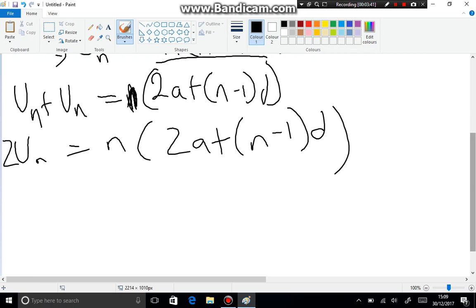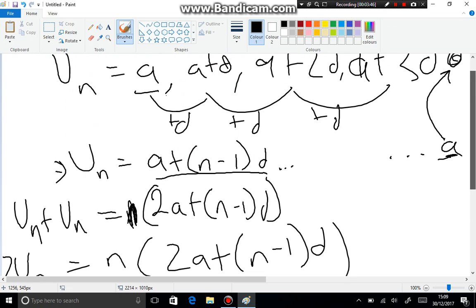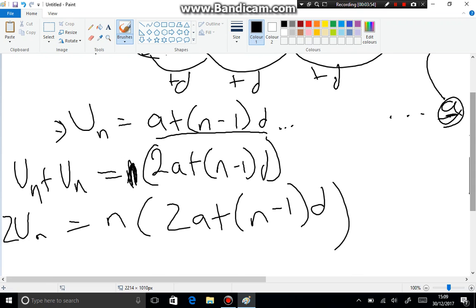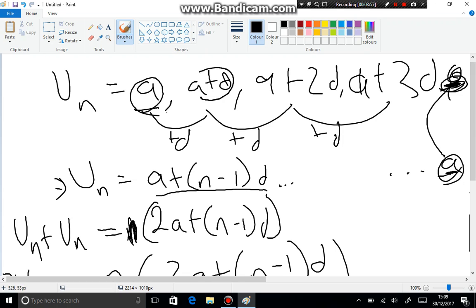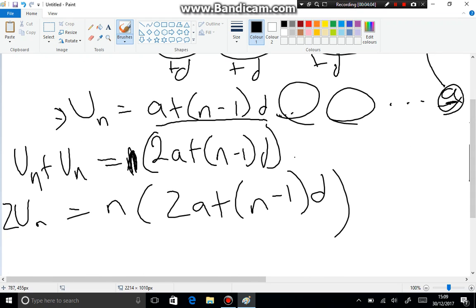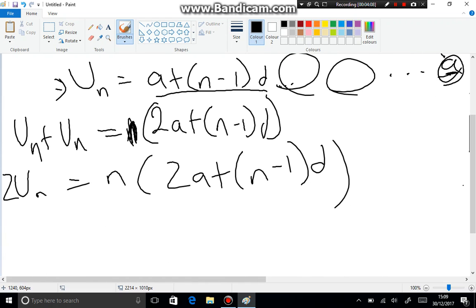Let me go through what I just said so you can get it in your head. If we add a plus n minus 1d, the last number in this series, to this a, you will get 2a plus n minus 1d. If you do that to each and every term in between, like this a plus d plus another value, this a plus 2d plus another value, you will end up with 2a plus n minus 1d. Because we don't know how many there are, we can say there are n lots of these. So 2un is equal to n times 2a plus n minus 1d.